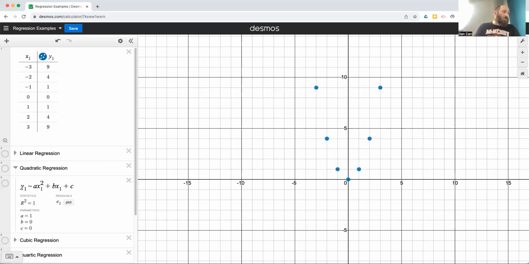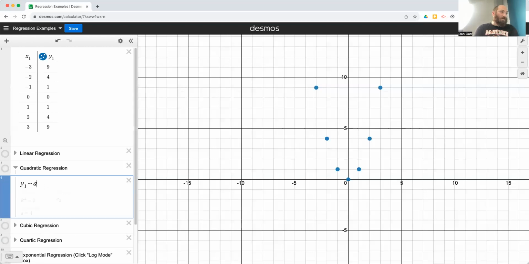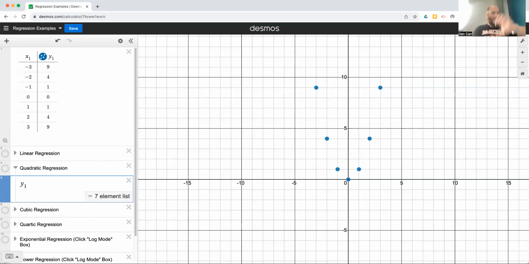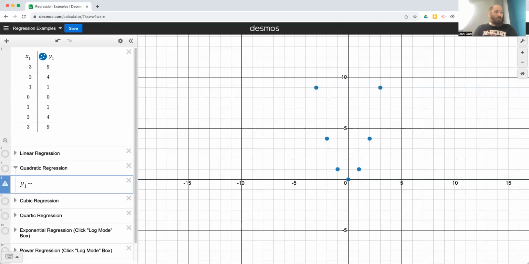Quadratic regression here is y1 is approximately equal to ax1 squared plus bx1 plus c. When you type this in, I'm going to actually just type it in right now just to practice that. I can type in y1. As soon as I do the 1 after, it'll make it a subscript. And then you're going to use this symbol here. You can pull that up on the keyboard. It should be near the escape key, but basically Desmos is going to read it as approximately equal to.